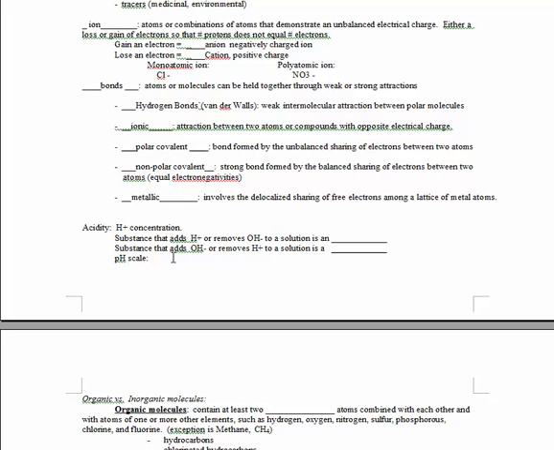Now, next on the list is this notion of acidity. Acidity refers to the concentration of hydrogen ions in a solution. Actually, it really is the concentration of the ion H3O plus, which is known as the hydronium ion.